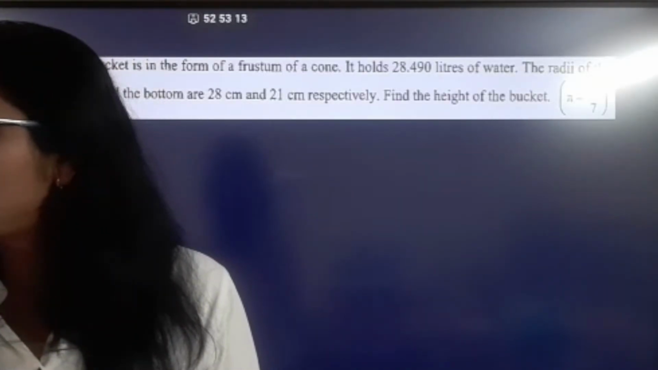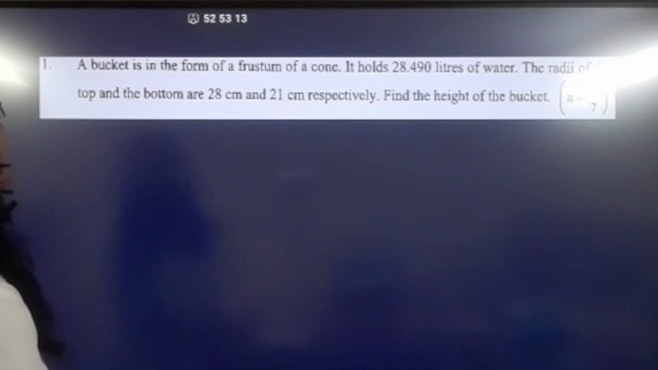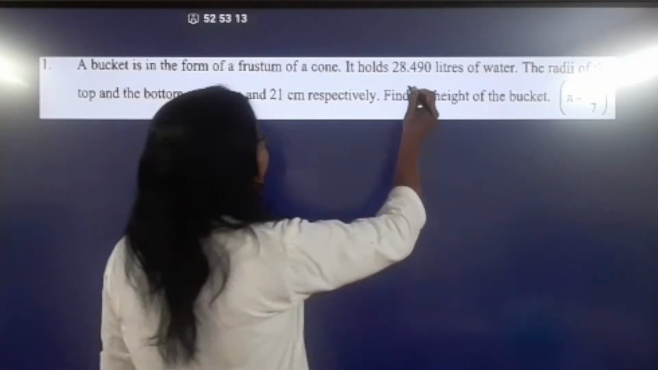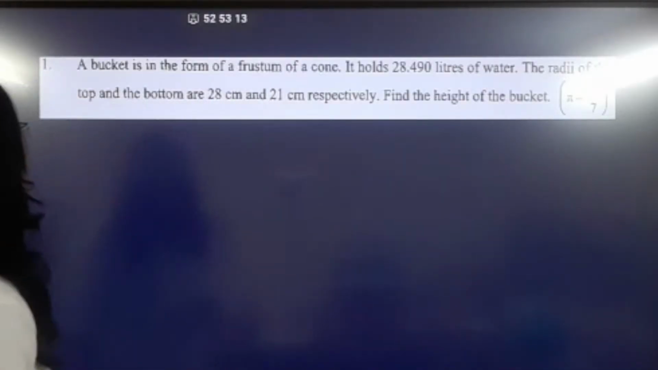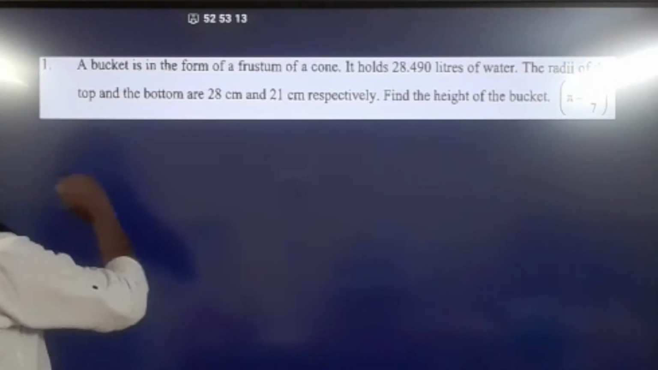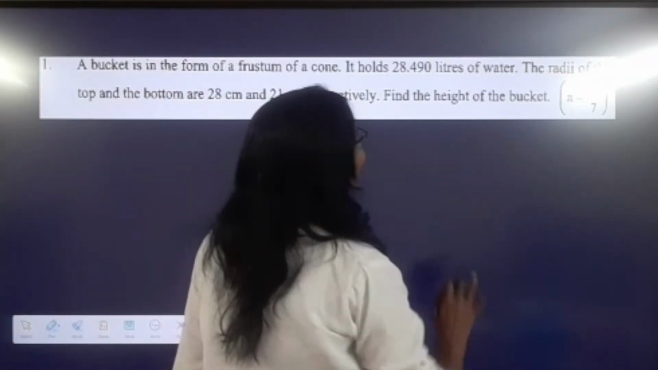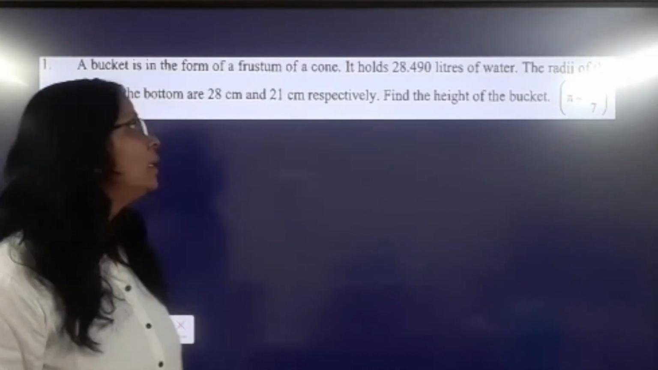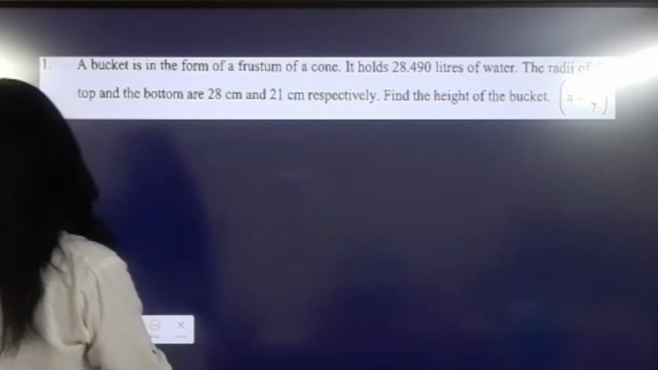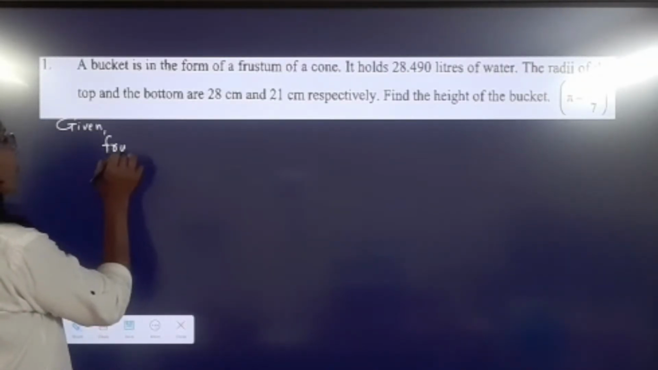What is the first question? Here it is given: a bucket is in the form of a frustum of a cone. It holds 28.490 liters of water. The radii of the top and the bottom are 28 centimeter and 21 centimeter respectively. Find the height of the bucket, taking pi as 22/7. So now here given is a frustum of a cone, students. So in the given, I write down the frustum of a cone.